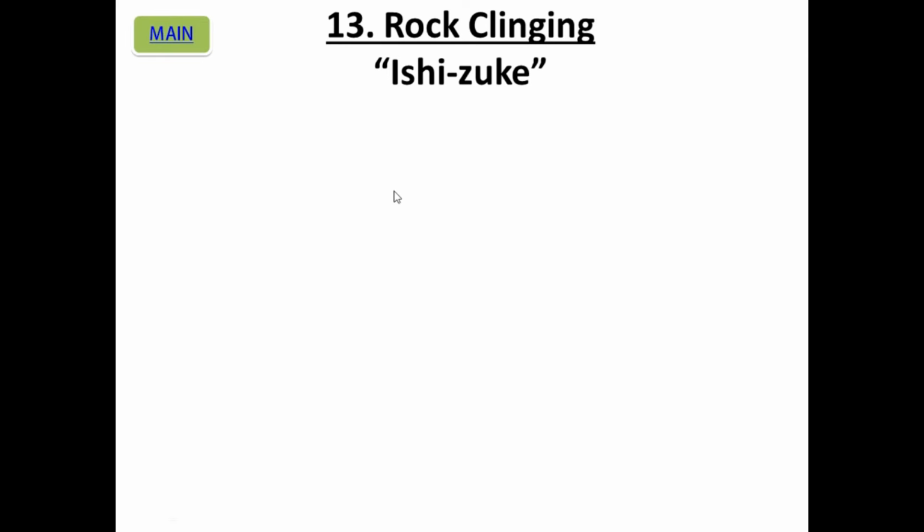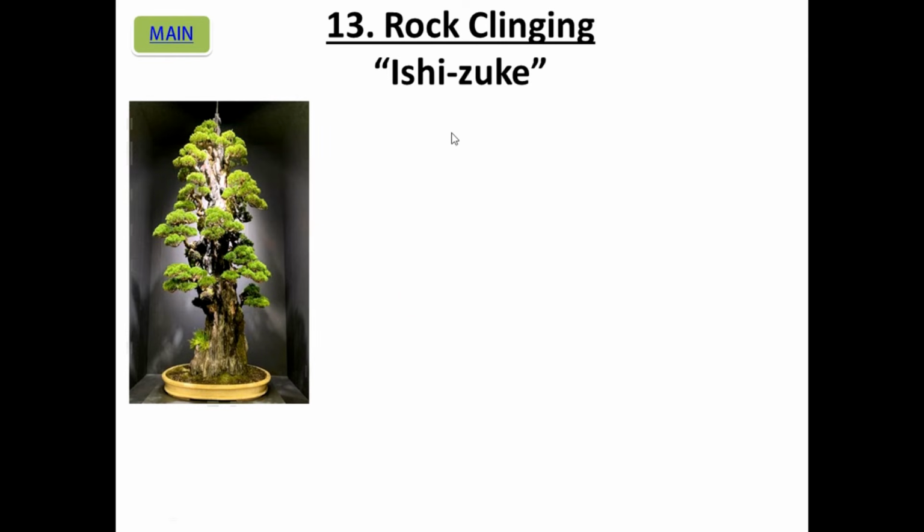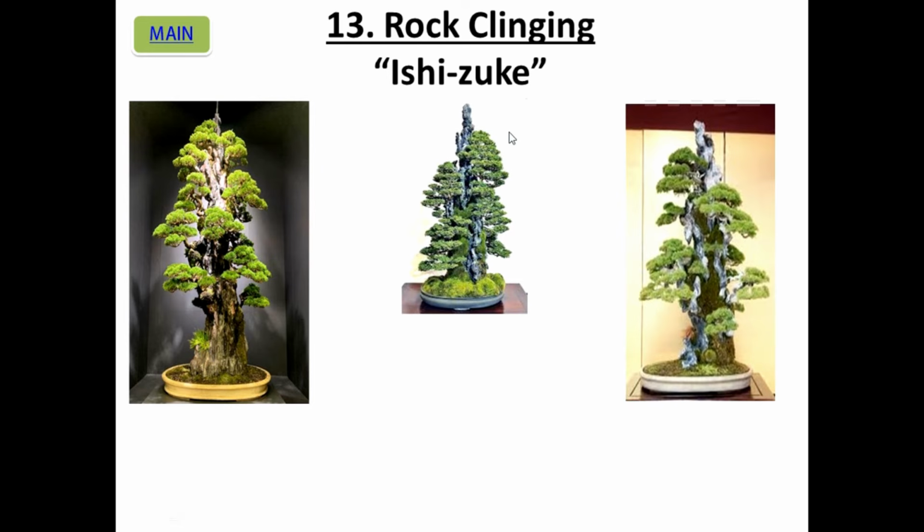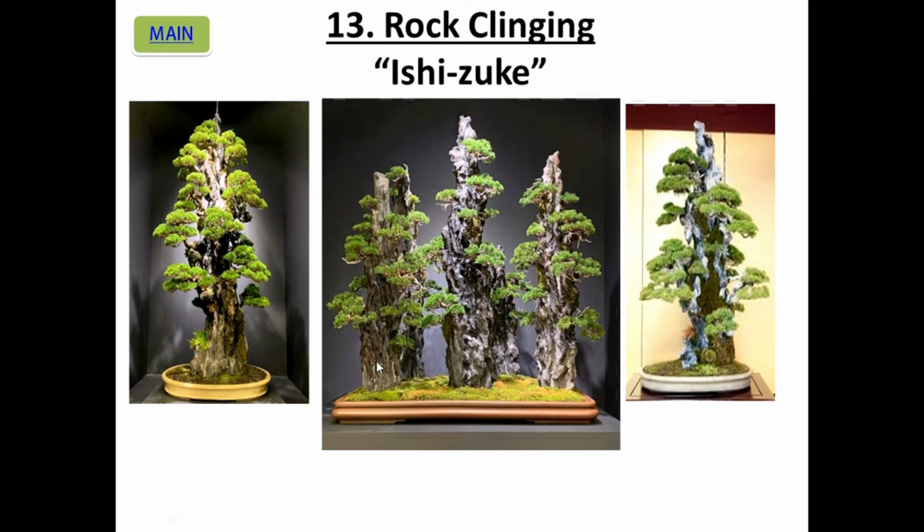Rock clinging or ishizuke. The roots of the tree grow in soil contained within the cracks and holes of the rock. The rock may serve as a simple container with the tree escaping the container and forming its own shape, or the tree may show a closer relationship to the rock's shape, growing close to the rock and following its contours.